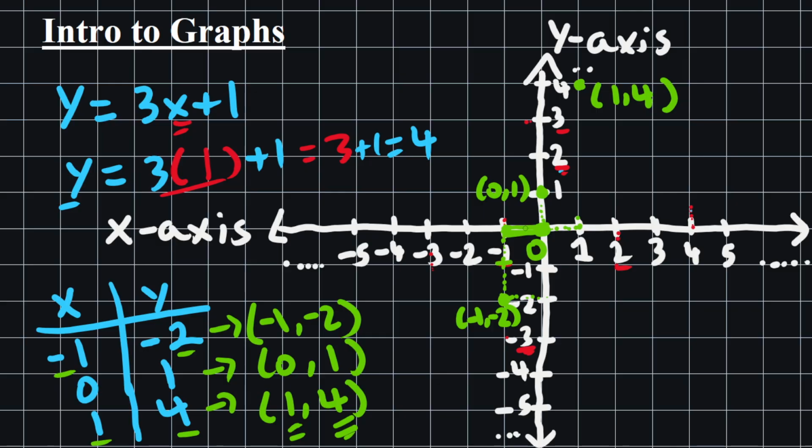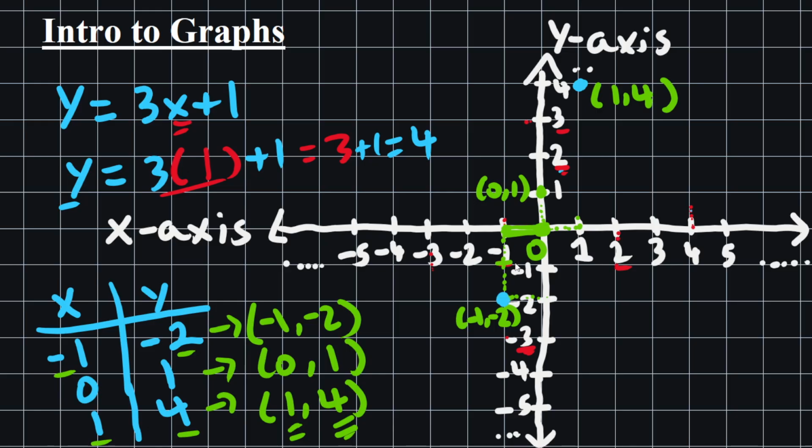So we plotted the points for this equation, y equals 3x plus 1. Now let's connect them. Let me just make them a different color so it's easier to see. So we plotted this point, we plotted that point, we plotted that point, and we plotted that point.